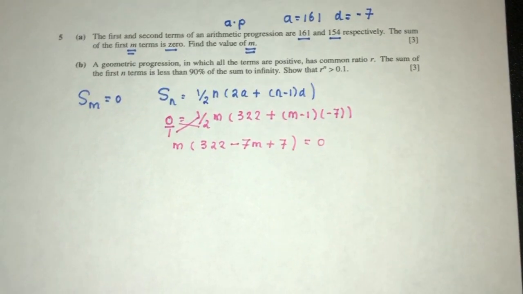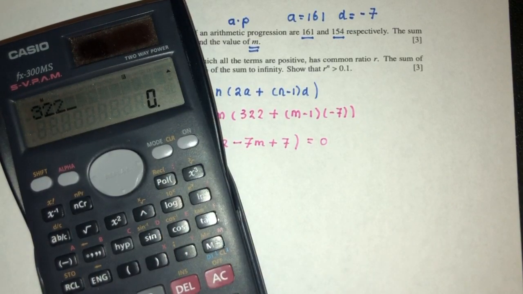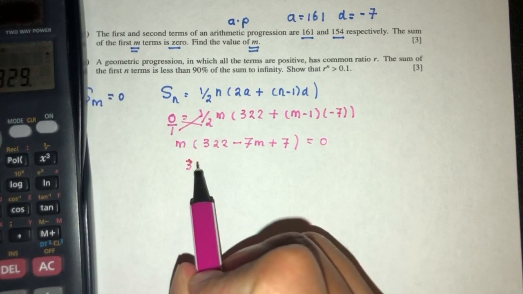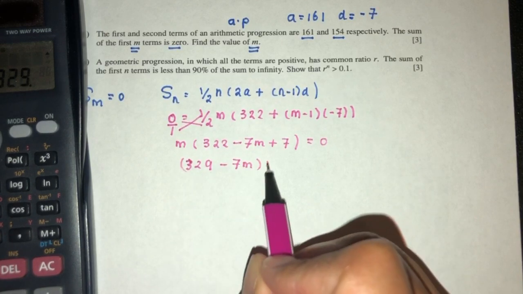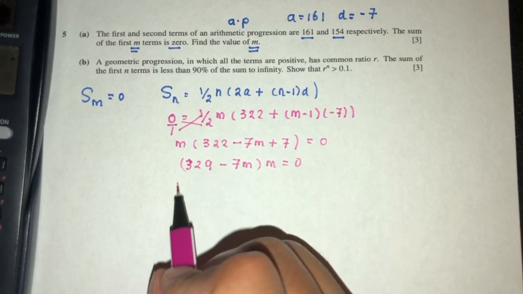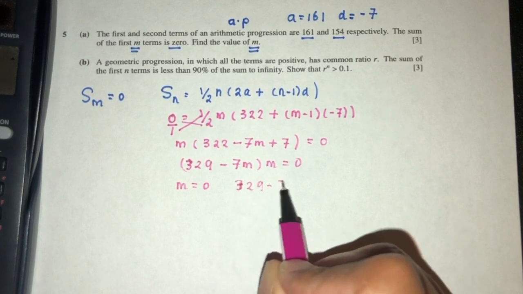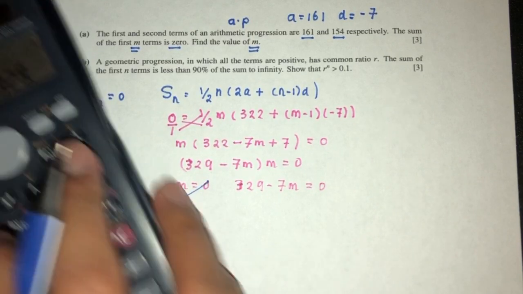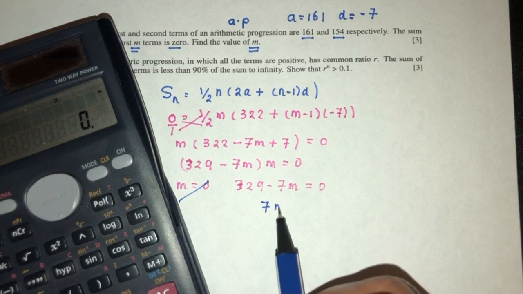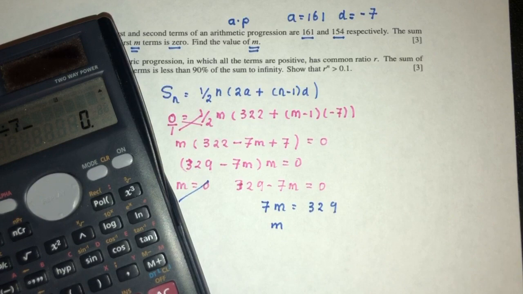Now obviously we can simplify, right? 322 plus 7 should be 329, minus 7m, times m, equals 0. So here m could be 0, or 329 minus 7m is 0. So m equal to 0 obviously will not be the value. So 7m equals 329, m will be 329 divided by 7, that should be 47.